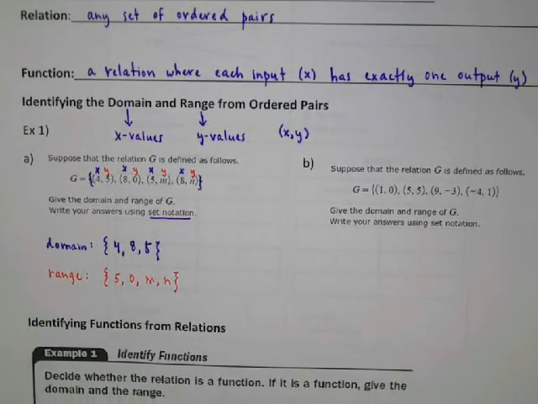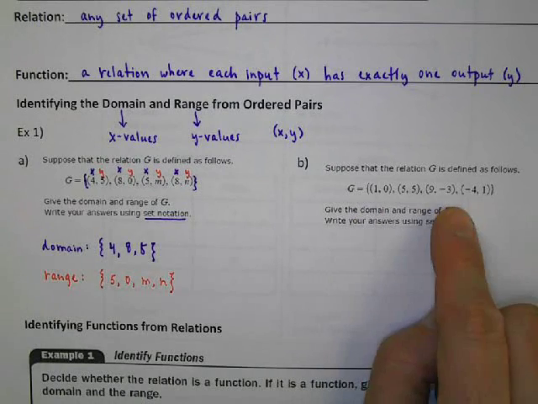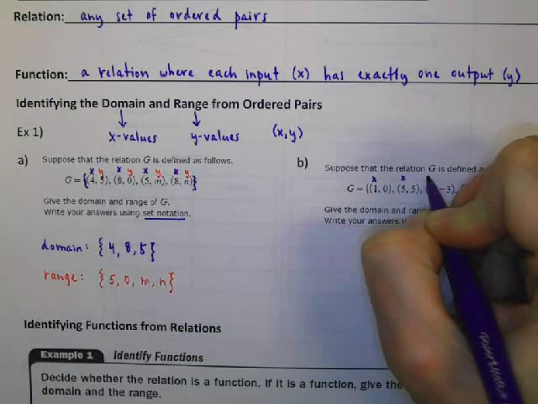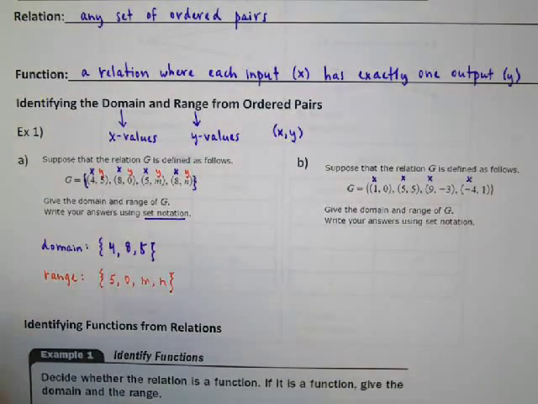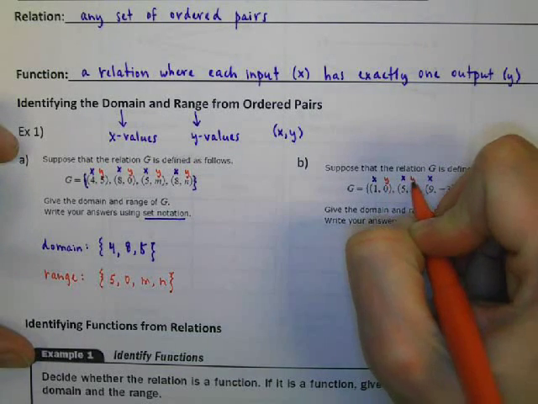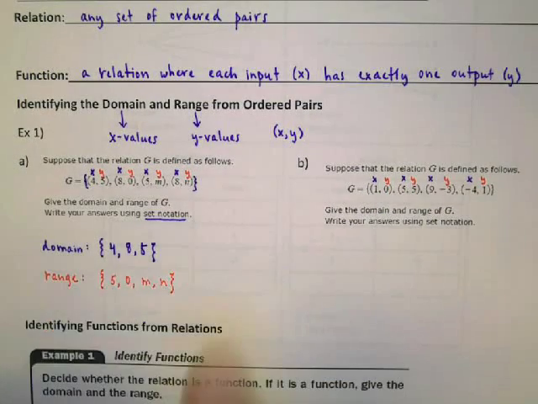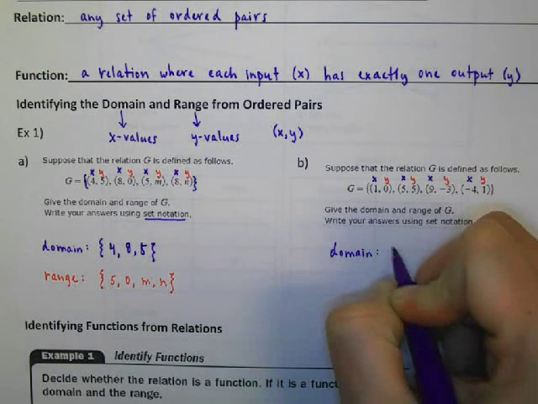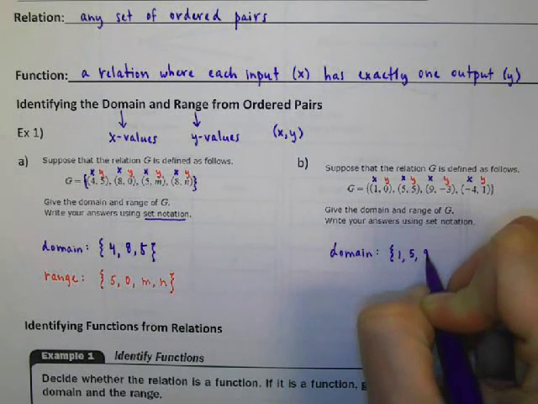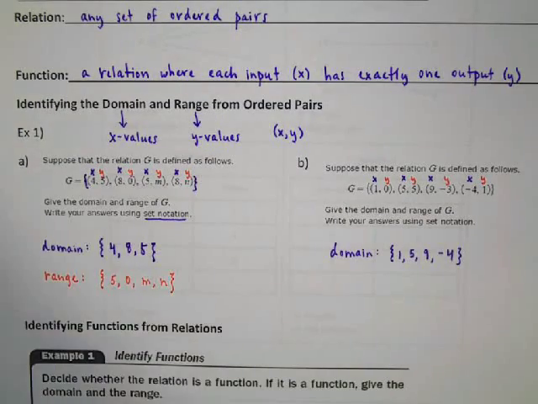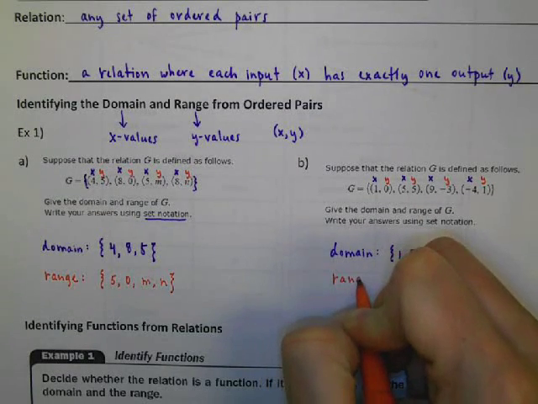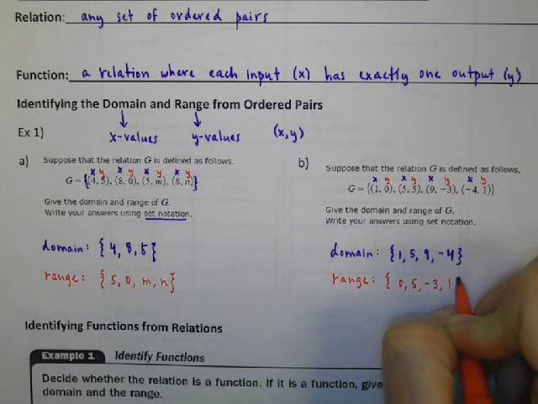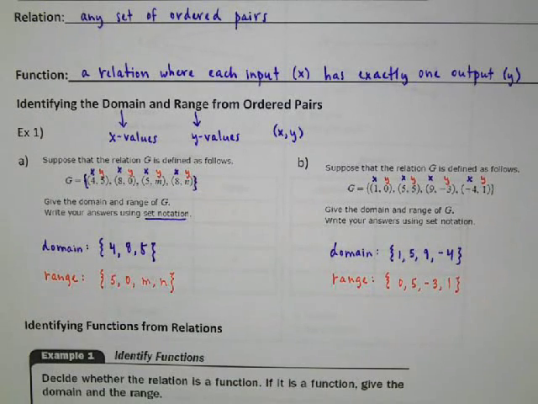Okay, the second example is the same question. It gives us a different relation now, and again, it wants the domain and range. The first thing we can do to help ourselves out is remember the first coordinate in every ordered pair is x, and the second is y. So my domain has to do with the x values. In this case, I have 1, 5, 9, and negative 4. And for my range, I have my y values: 0, 5, negative 3, and 1. So that's domain and range.